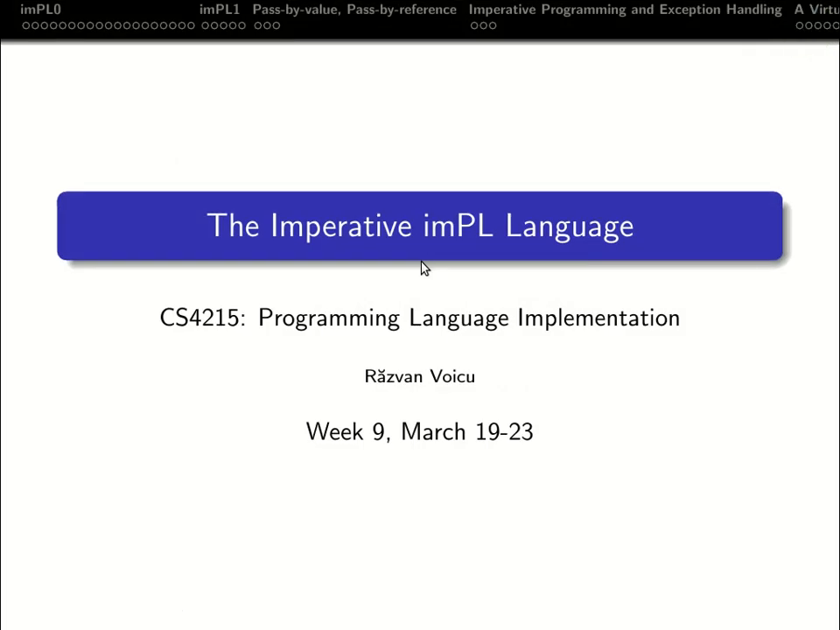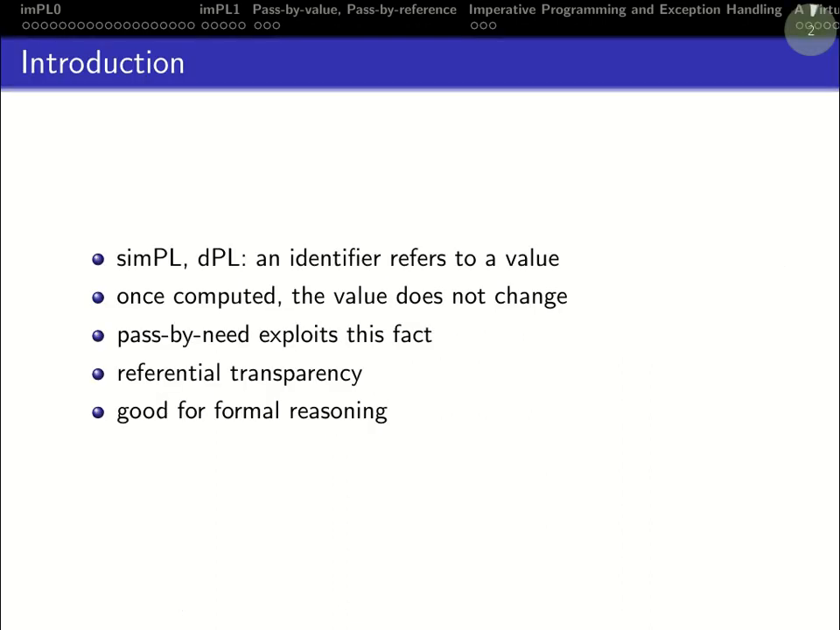So, perhaps the part that you expected from the very beginning, right? Imperative features. So, what are the imperative features? Mainly assignment, right? Once we have an assignment, we can also have while loops. While loops make no sense without assignment. All right? So at this point, we can introduce while loops as well.